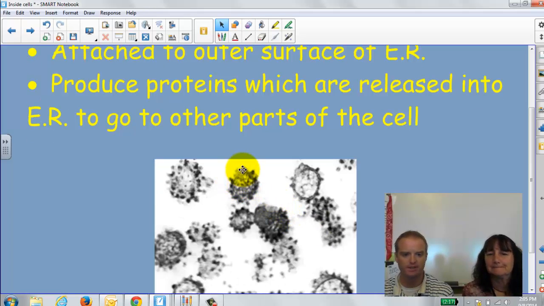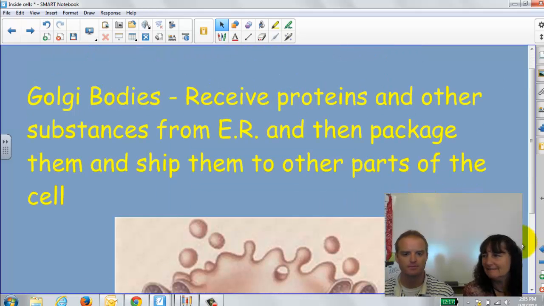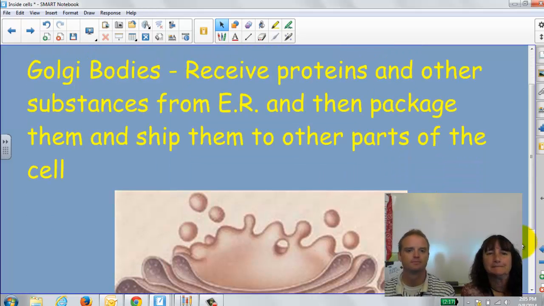Now we can see them. That's the electron microscope again, huh? Yep, electron microscope, because they look like teeny, tiny grains of rice.